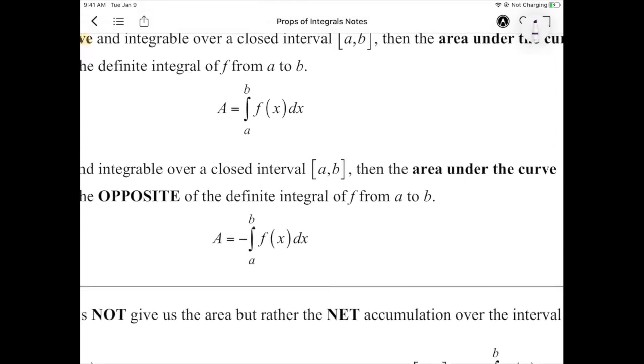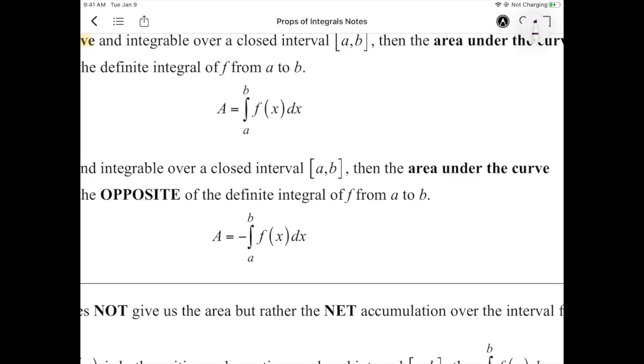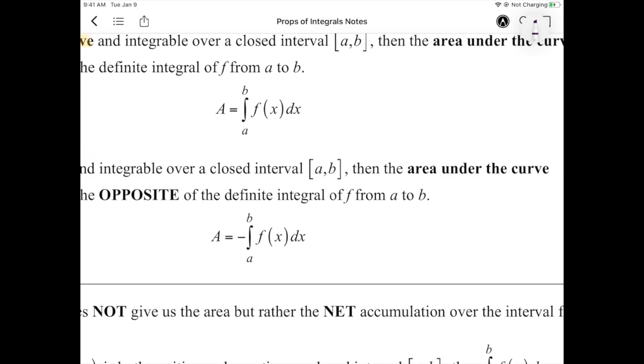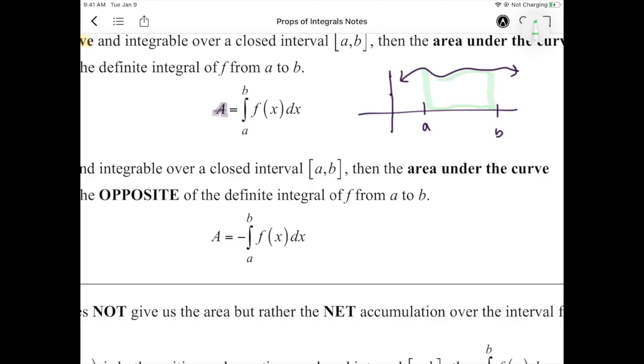So what this says is that if we have a non-negative function and we take the integral of it, then A, the area, is going to be equal to the definite integral from a to b. So what this looks like visually is I have a function from a to b, and this function is positive. It's non-negative, so I don't know what it looks like, but I know that it's non-negative. Then I can say that the area is right here. This is a positive value, and that represents the area.